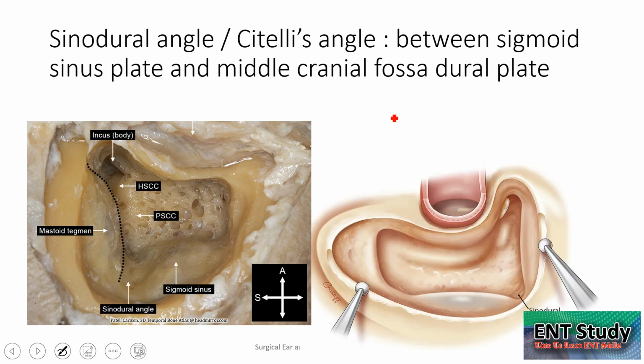What is the sinodural angle, which is also known as Citelli's angle? This is the angle between the dural plate and the sigmoid plate. It could be low lying, meaning that both of these are in closer proximity to each other.